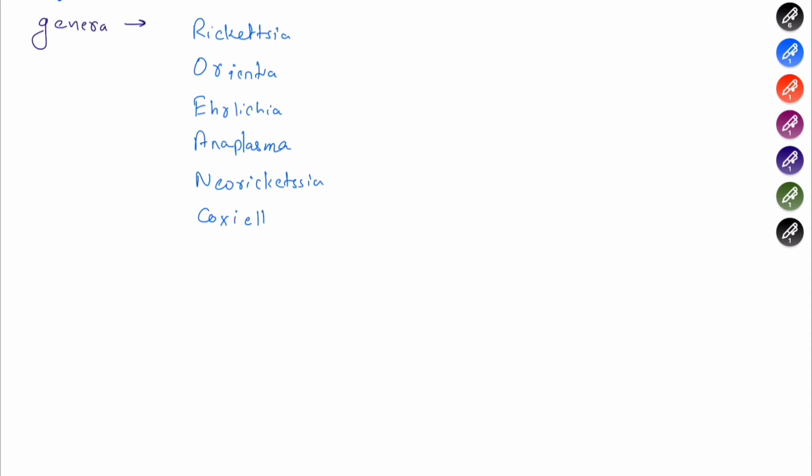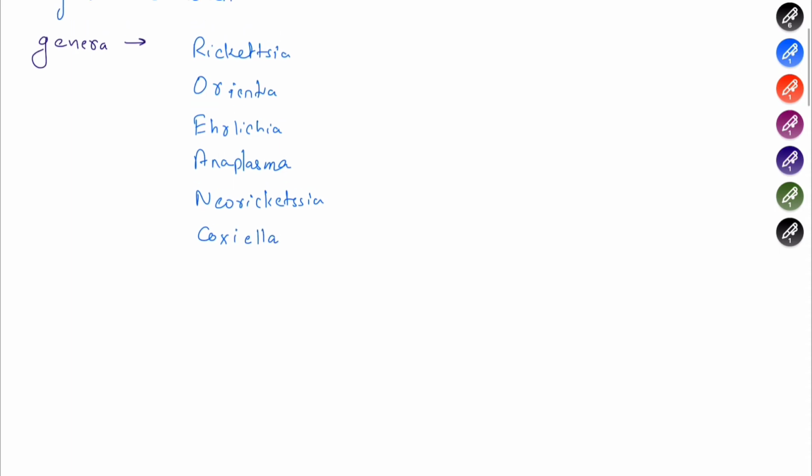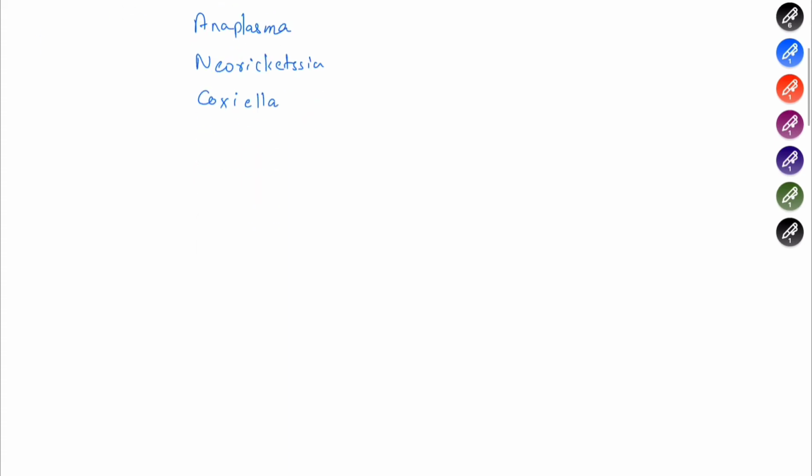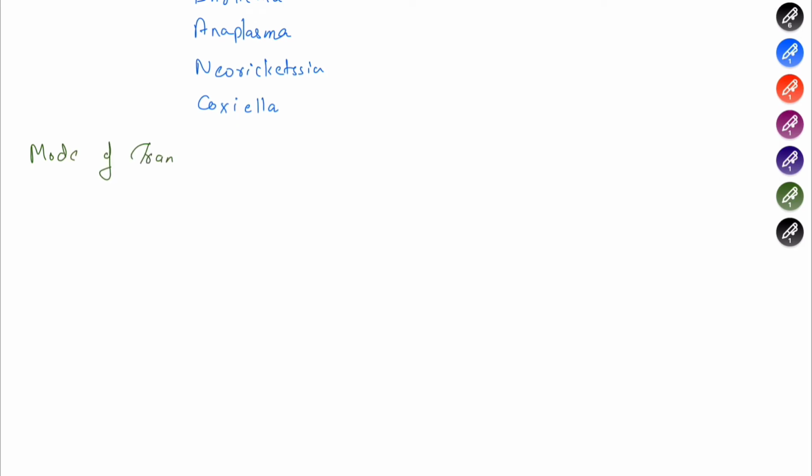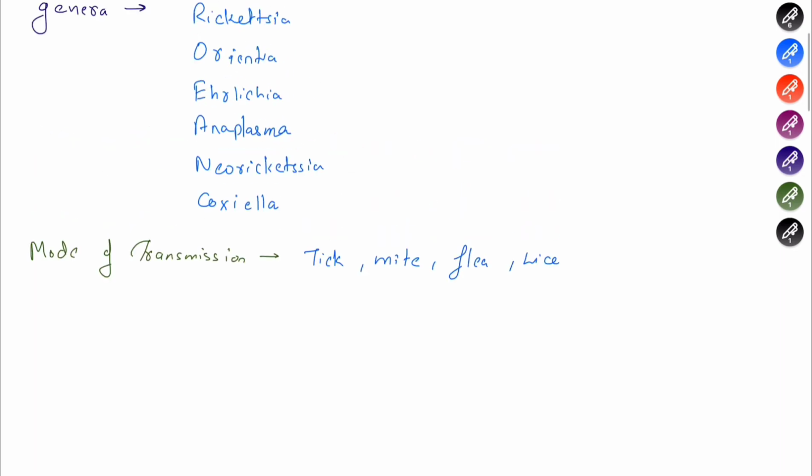Now see the mode of transmission. They are transmitted mainly through the bite of mite, tick, flea, and lice. These organisms serve as vectors for Rickettsia.